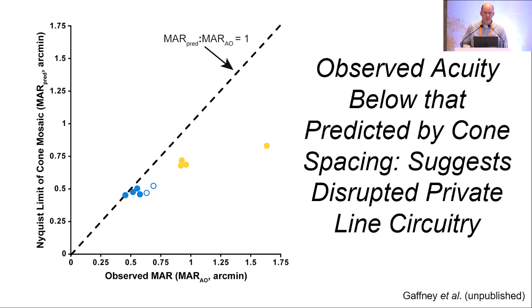Interestingly, the 2 open circles happen to be from individuals with hypoplasia due to premature birth, and they are somewhere between the 2, although that's still a subject of continued study.